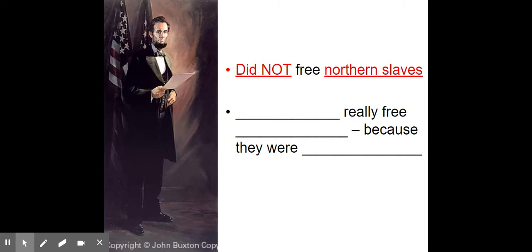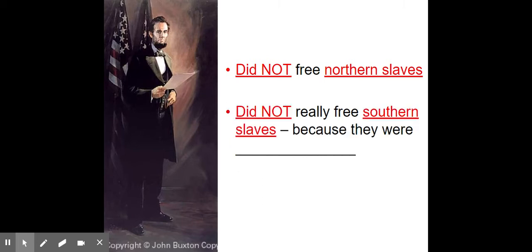Okay? So in essence, when you get right down to it, the Emancipation Proclamation doesn't really free anybody, not even the Southern slaves, even though it says that in the document, because the Confederate states aren't going to listen to him. They're not under Union control. They've seceded. And the slaves he has the power to free, he doesn't, because he's worried that those border states are going to leave and join the South.